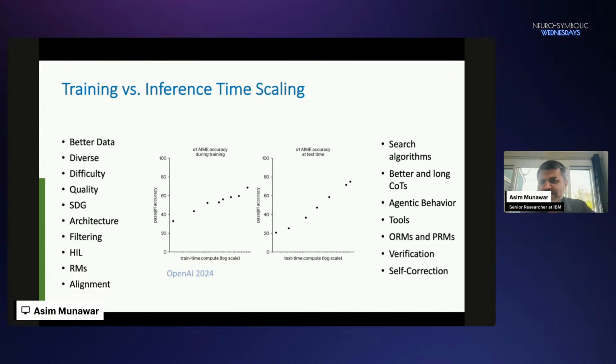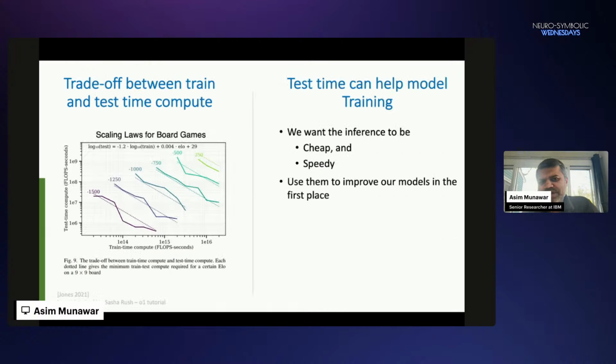And is this entirely new? No, I'll show you that this is not entirely new. We were doing it before O1 also. But this is a trade-off between train time and test time. This shows, in order to keep a performance in a specific board game, the trade-off between train time and test time that you have to maintain in order to get some result.